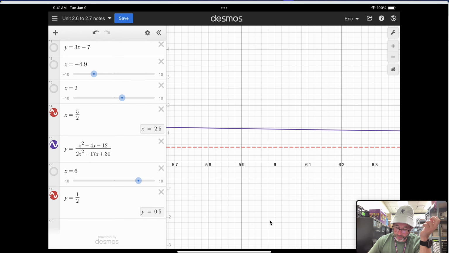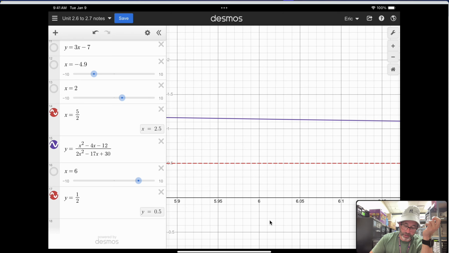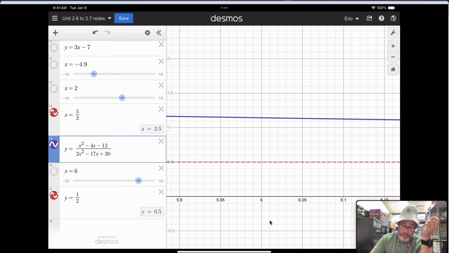I'm going to turn this off, and let's zoom in real close so we can see. Now I'm going to trace along here so that you guys can actually see a value. I'm going to trace along to where x is going to equal 6. Ready? We just jumped over it. You see how it keeps saying undefined? I can't get it to stop. All right, there it is. You saw it.